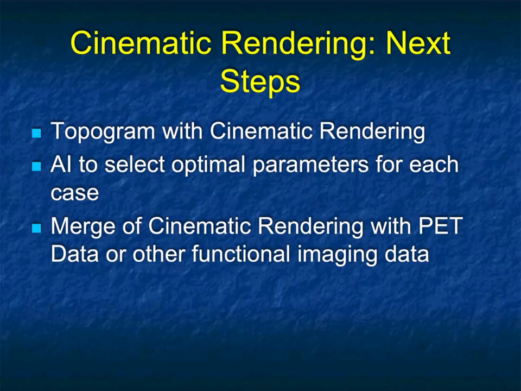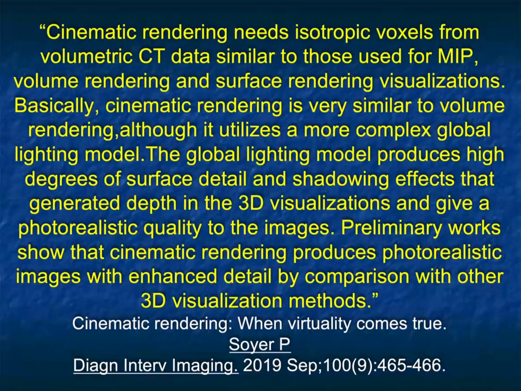Now, next steps. Some things I've thought about. What if you made a topogram from cinematic rendering? You'd have really good detail of where things are, where the lines are in relationship to muscle. Again, the importance of AI. Everything we do can be improved by AI, and I think it will be. And then the merging of cinematic data, which, when we say cinematic data, we're always talking about CT, but perhaps what about with PET scan or other functional data? And Philippe Sawyer makes the point that cinematic rendering is really where things are going.